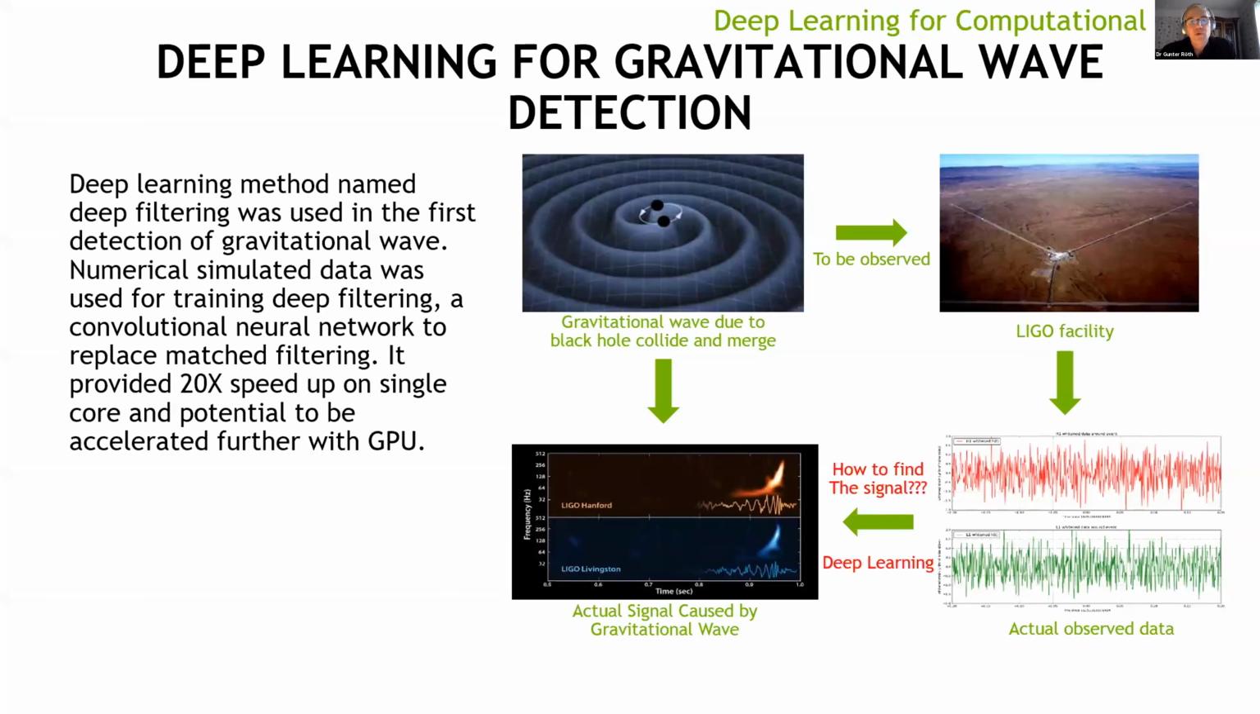Detection. And here, for example, you have this LIGO facility. LIGO is the Advanced Laser Interferometer Gravitational-Wave Observatory. And you have these colliding black holes that emit these gravitational waves. Normally the LIGO facility is able to detect these. And when you look down in this slide, you see the actual signal that is recorded at both these facilities.